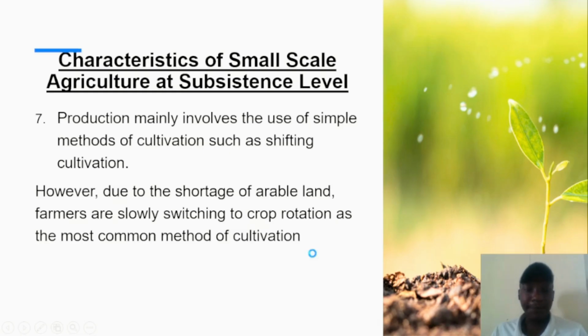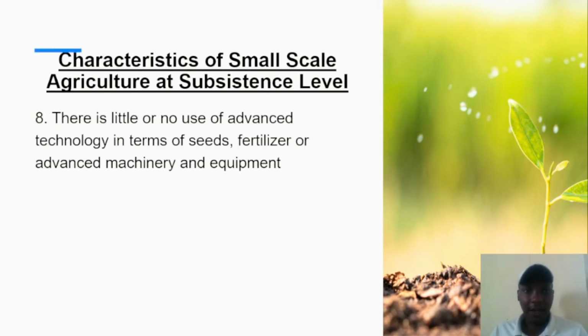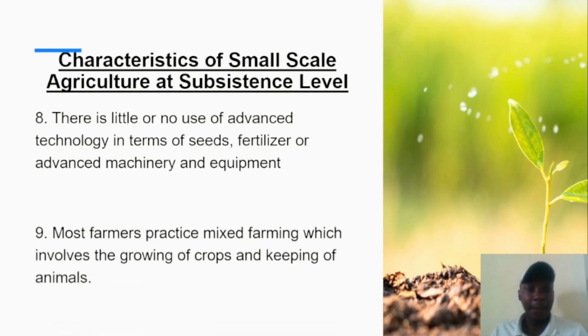The other characteristic, there is little or no use of advanced technology in terms of seeds, fertilizer, and advanced machinery and equipment. So that's the other characteristic of small scale agriculture. There is just no use or very little use of advanced technology in terms of the seeds that are used. Also the fertilizers, we've said they normally use manure, and the advanced machinery and equipment are just not there, or they are just not used.